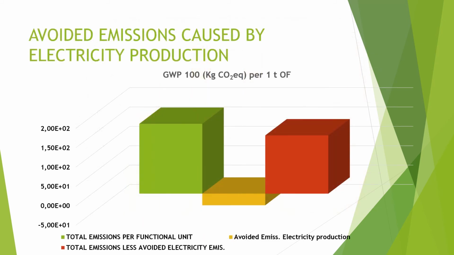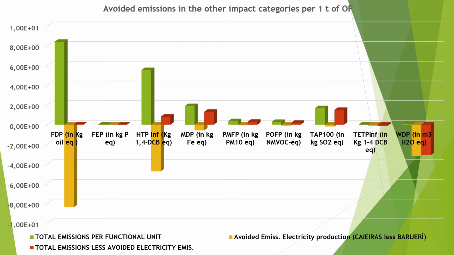Avoided emissions generated by electricity production from landfill methane have a small impact in global warming potential, probably because in Brazil electricity is generated by hydropower plants. In the other impact categories, avoided emissions generated by electricity production have an important effect in fossil depletion, where they neutralize the total impacts. In human toxicity, with a big reduction, and especially in water depletion, where the total impact becomes negative.